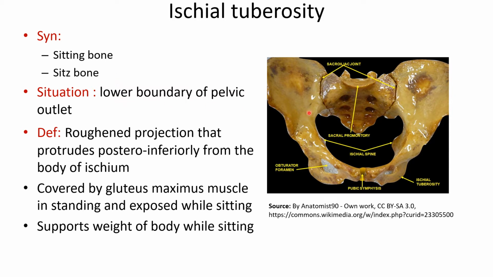It forms the lower boundary of the pelvic outlet, and it is seen as a roughened projection protruding postero-inferiorly from the body of the ischium. It is covered by the gluteus maximus muscle when one is standing, and it is exposed when one is sitting. So it supports the weight of the body while sitting.